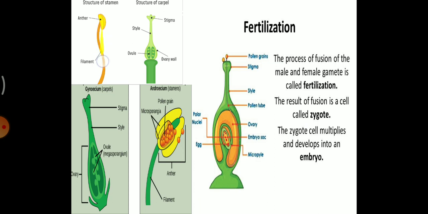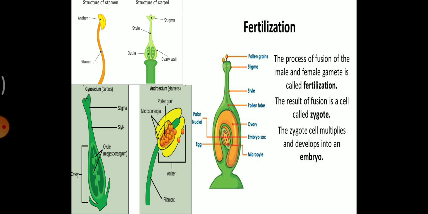As I told, this is the stamen. This is a typical structure of a stamen, whereas this is a typical structure of a carpel. This first portion, this yellow portion, is called the anther. This anther consists of pollen grains, and this small thin structure attached to the anther is called the filament. Similarly, the carpel consists of stigma, style, and ovary.